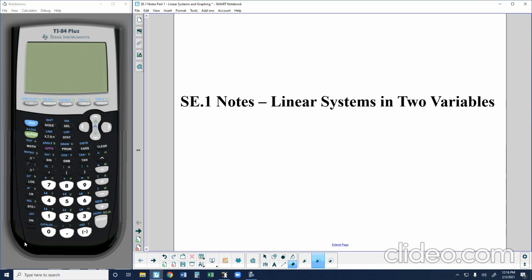Today we are going to focus on linear systems in two variables and establish a background for what a system of equations is. So let's go ahead and jump right into the content.